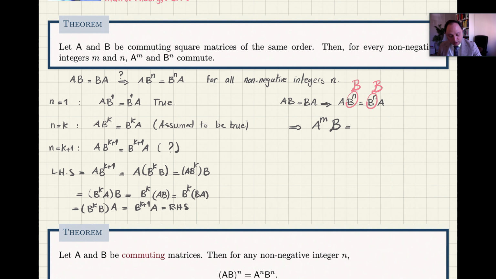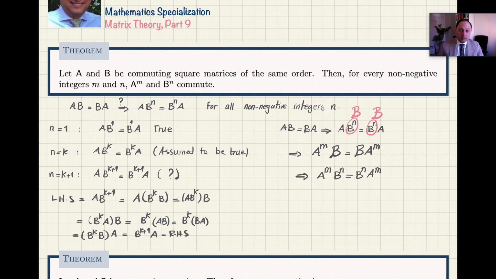Because of that way of reading it, do you remember I read it in English? So this gives me this. And then instead of curly B, I replace the normal B to the n. So it becomes A to the m, B to the n is equal to B to the n, A to the m.